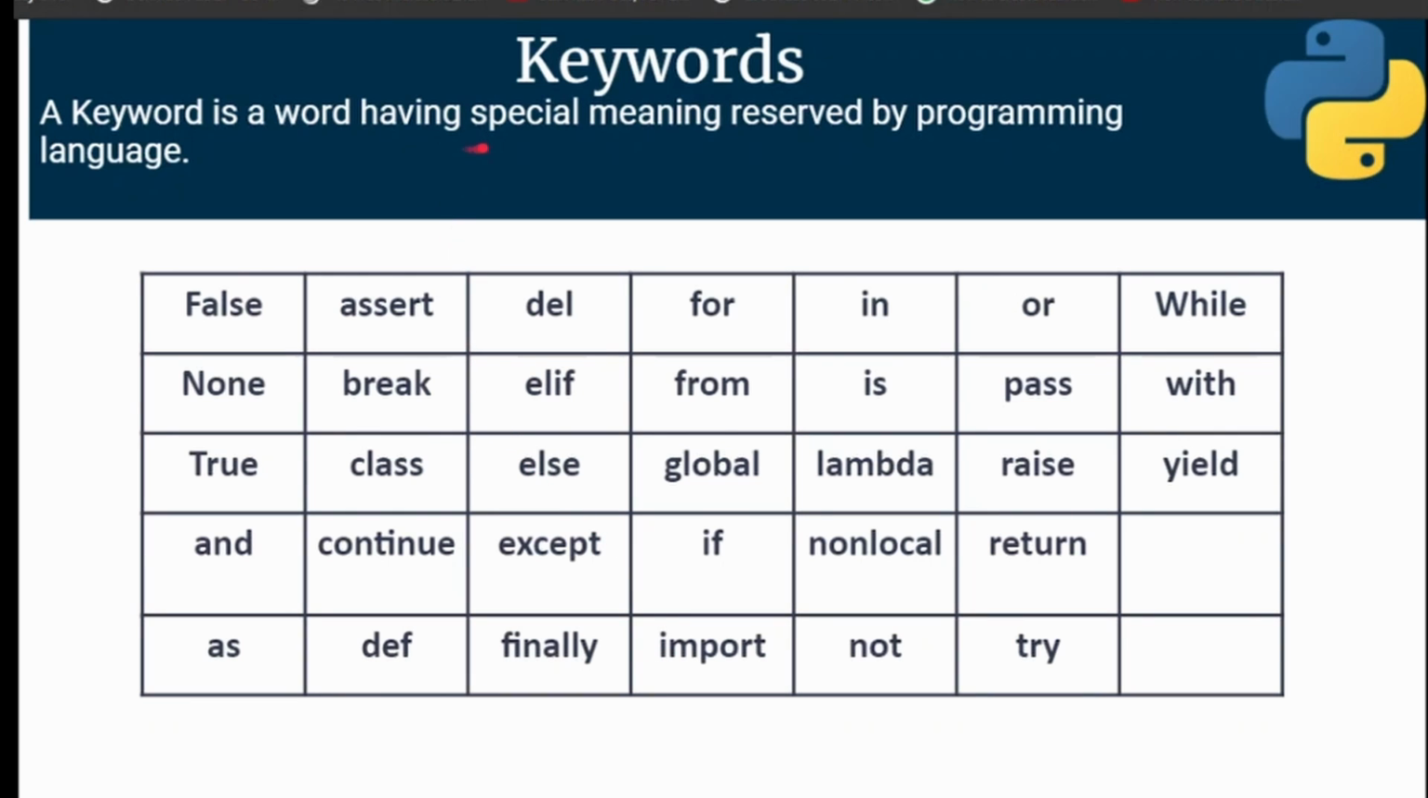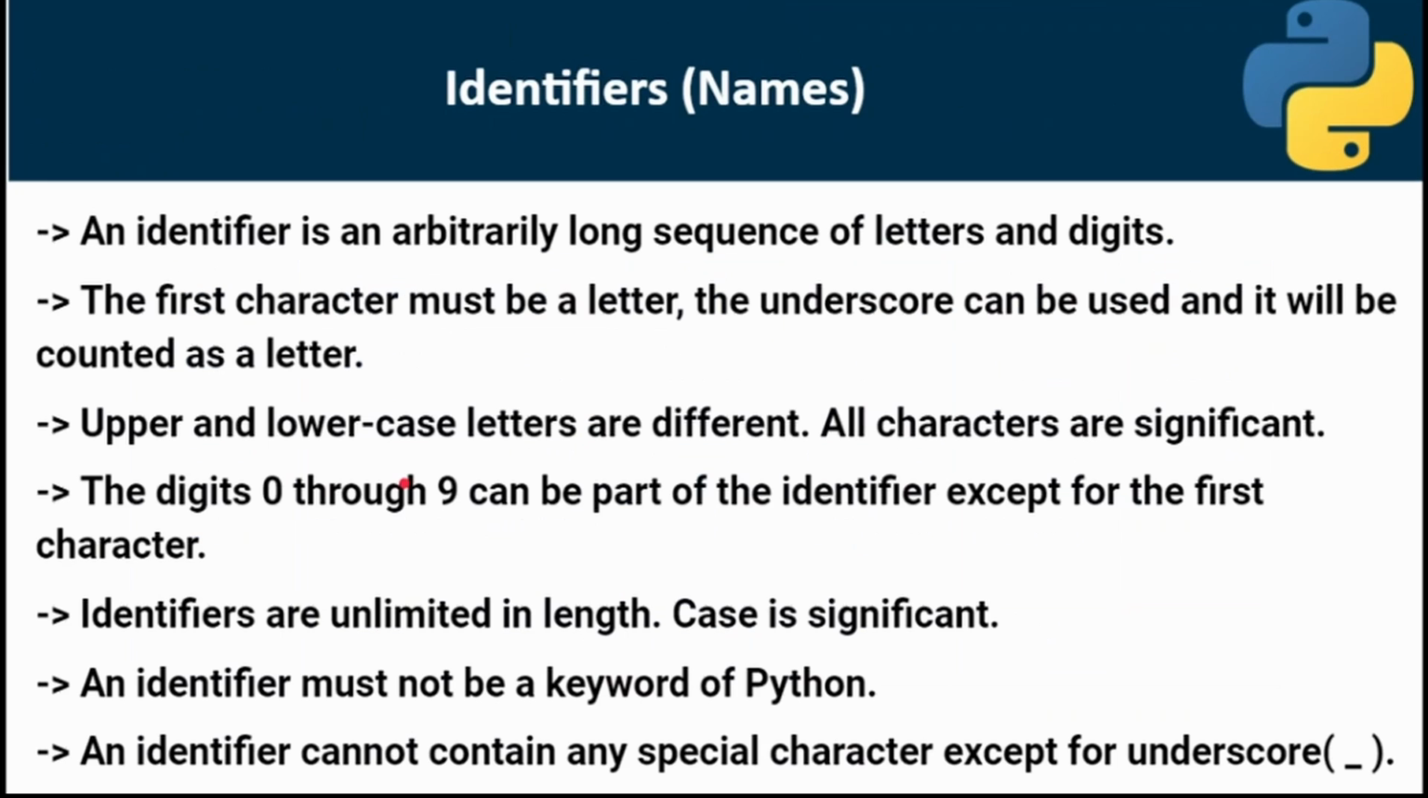A keyword is a word having special meaning, reserved by the programming language. Keywords are the words that convey a special meaning to the language compiler or the interpreter. These are reserved for a special purpose and must not be used as normal names. That means you cannot take these names as a variable name. False, None, True, these are all reserved words of Python. Come to identifiers. Identifiers, as I've spoken, are also known as variables.